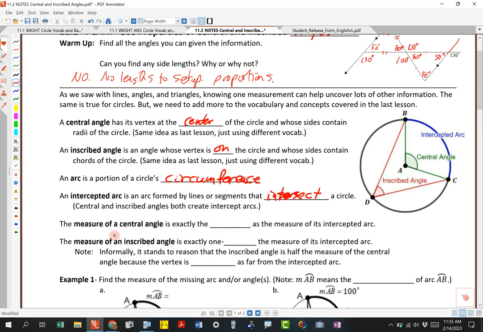So the measure of a central angle, and here's where we start getting some information that's like, oh, you mean I know this? I can find out a whole bunch of other things?